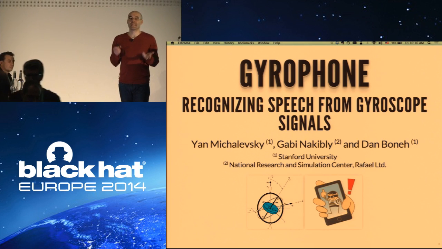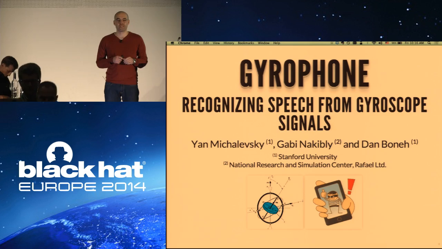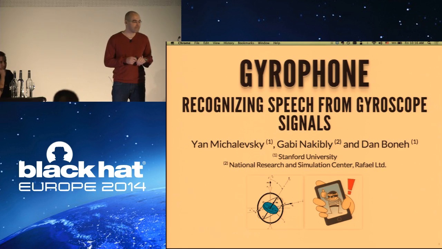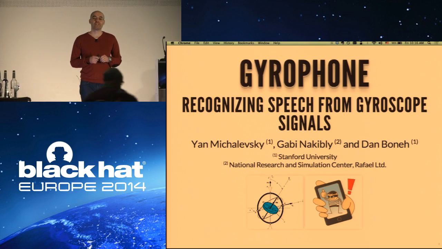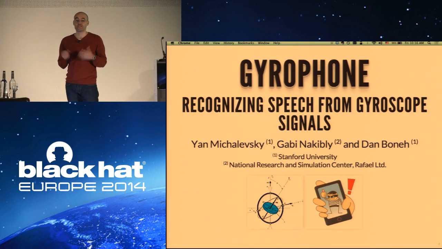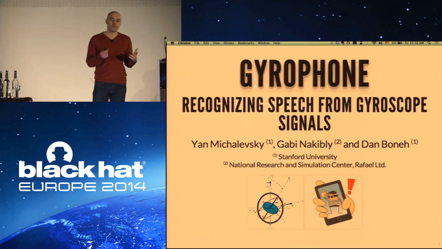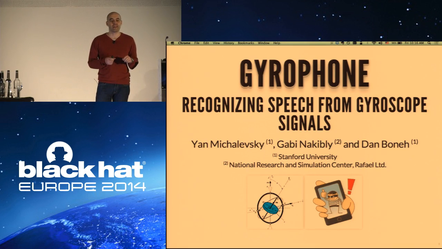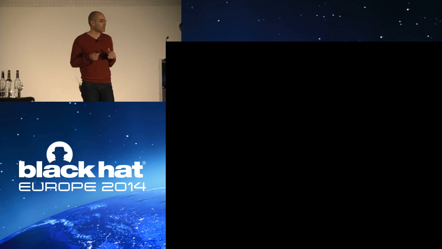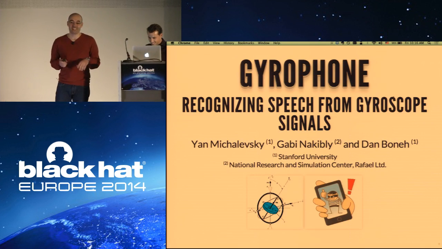And today we would like to share with you an exciting research we have done, which we call Gyrophone. In this research, we show that an attacker can eavesdrop on a conversation using a mobile device, using a smartphone, without actually using the microphone of that smartphone, but rather using a small piece of hardware found on every smartphone and tablet called a gyroscope.